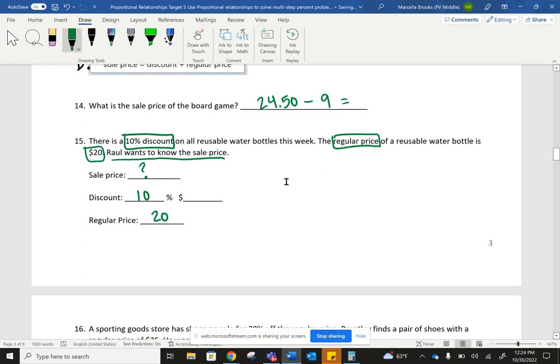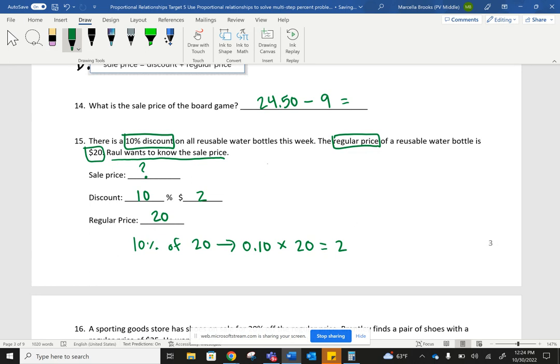So we need to know what 10% of the regular price is. So we're going to do 10% of 20. That's going to become 0.10 times 20, which equals 2. So 2 is the 10%. So that's the discount. It's $2.